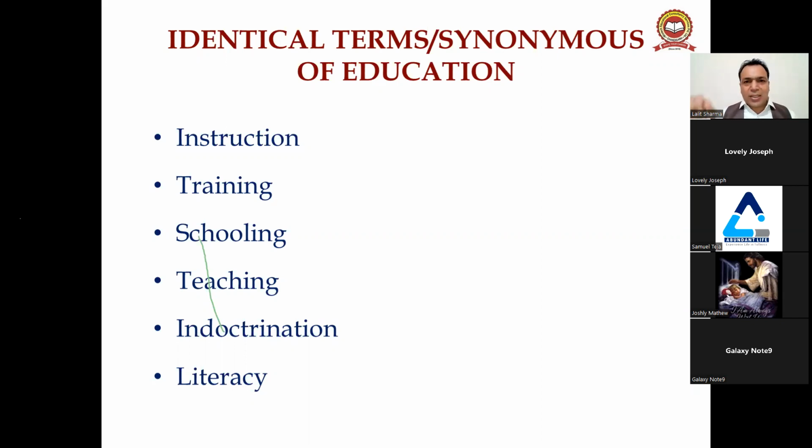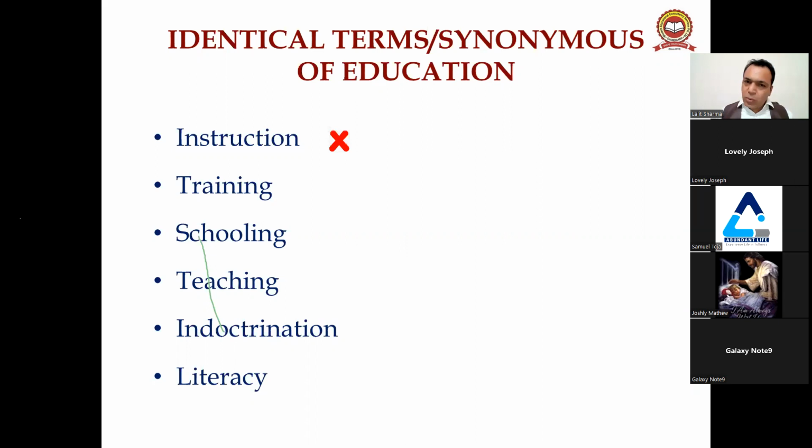Instruction means instruction is given by an instructor, right? For example, a computer instructor. When the computer instructor gives the instruction, we get trained in computer. We cannot say that we are an educated person, right? If one person has trained in computer, it doesn't mean he is an educated person. So instruction is not education. It can be part of education, right guys?